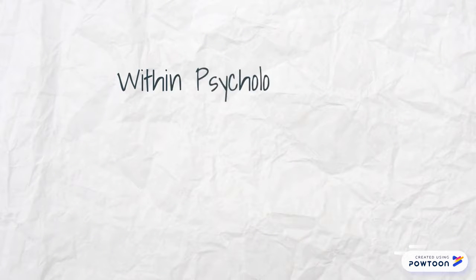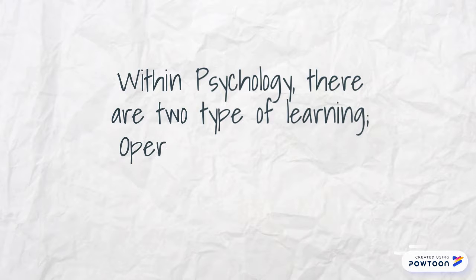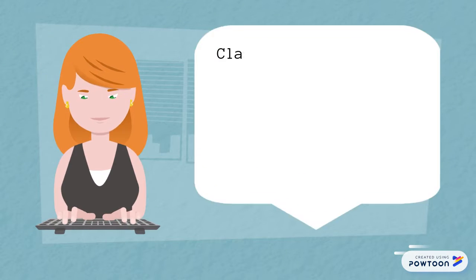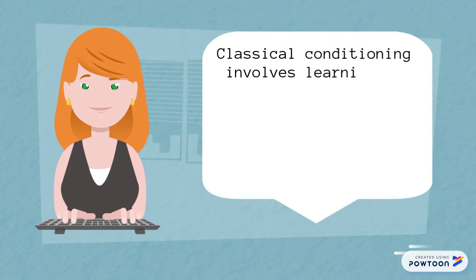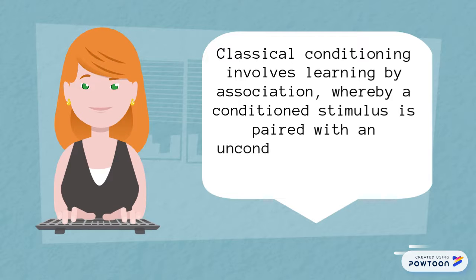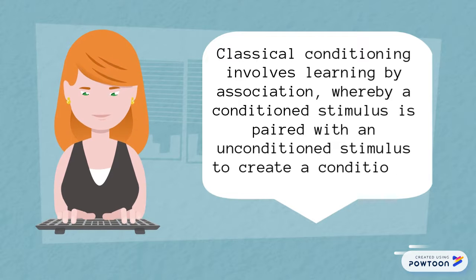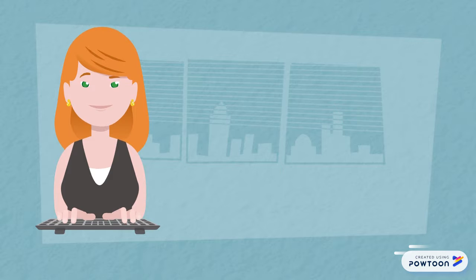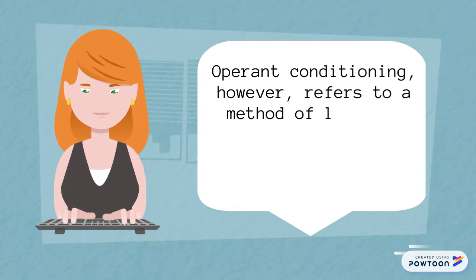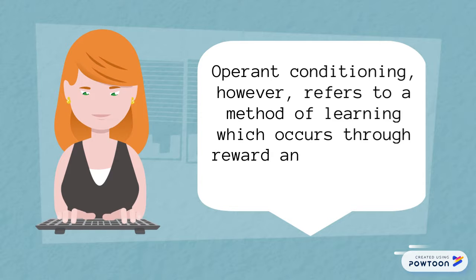Within psychology, there are two types of learning: operant conditioning and classical conditioning. Classical conditioning involves learning by association, whereby a conditioned stimulus is paired with an unconditioned stimulus to create a conditioned response. Operant conditioning, however, refers to a method of learning which occurs through a reward and a punishment of behaviour.